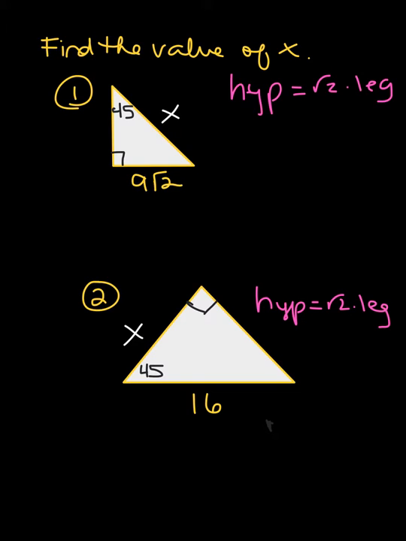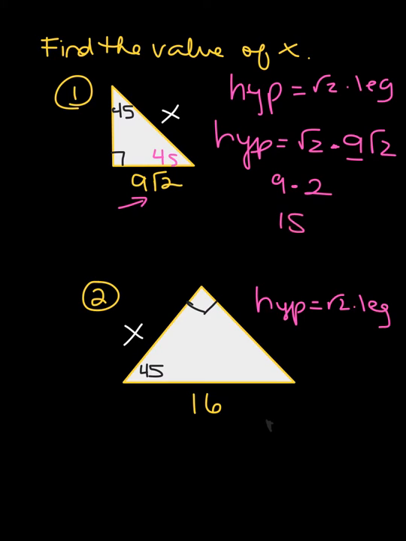So let's look at our next few examples. It says find the value of x. In number 1, again, I know I have a 45-45-90, and I'm given the leg has a measurement of 9 root 2. So if I want to find the hypotenuse, which is what x is, the hypotenuse is equal to root 2 times my leg, which is 9 root 2. So again, I have 9, and then root 2 times root 2 gives me 2. So the hypotenuse, or x, has a value of 18.